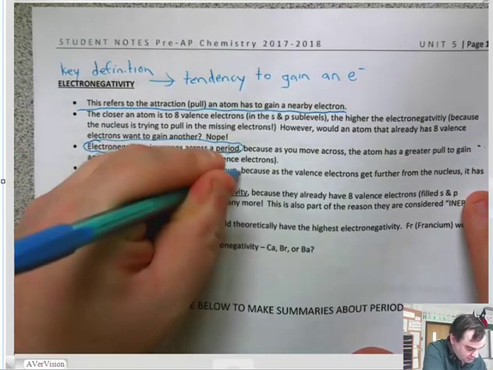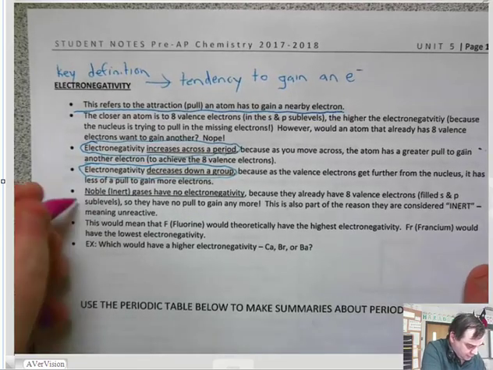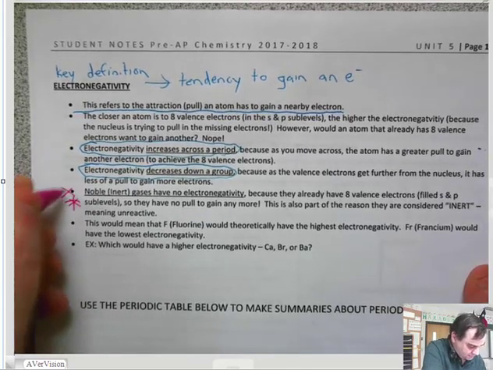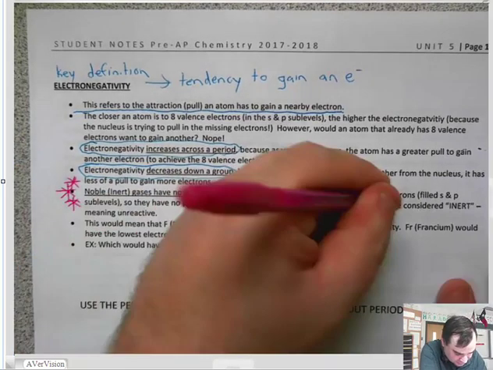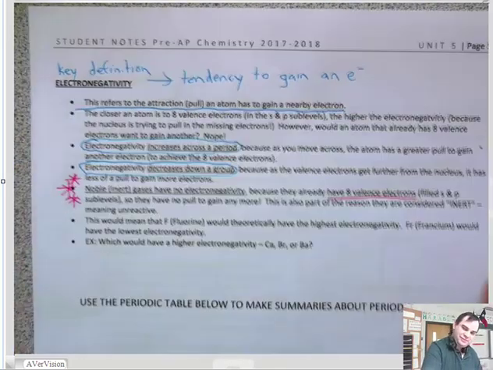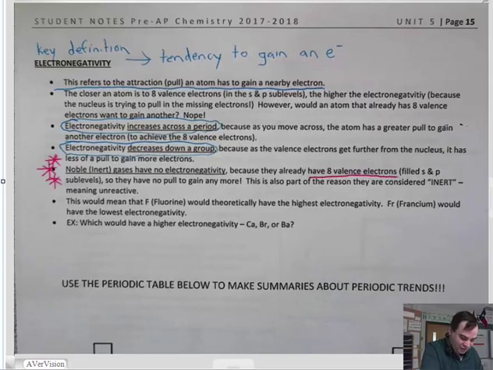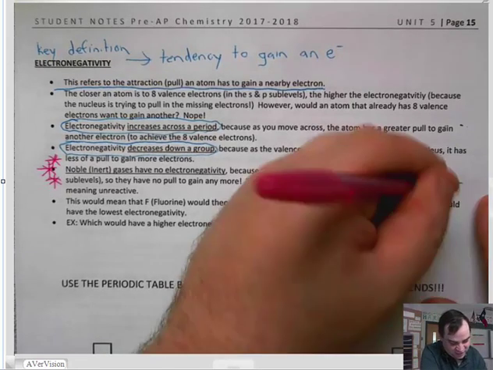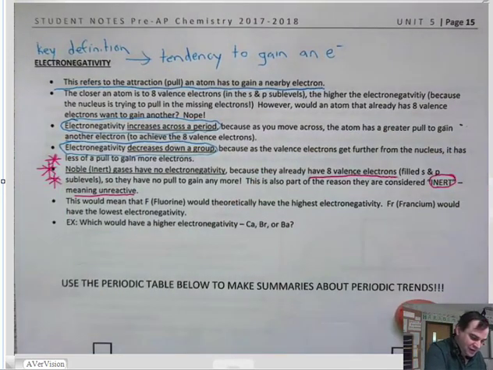Electronegativity decreases down a group. Note, noble gases do not have an electronegativity. They already have 8 valence electrons. So we do not consider electronegativity when we are doing noble gases because there is no tendency to gain an electron. Okay? This is why they're called inert, meaning unreactive.